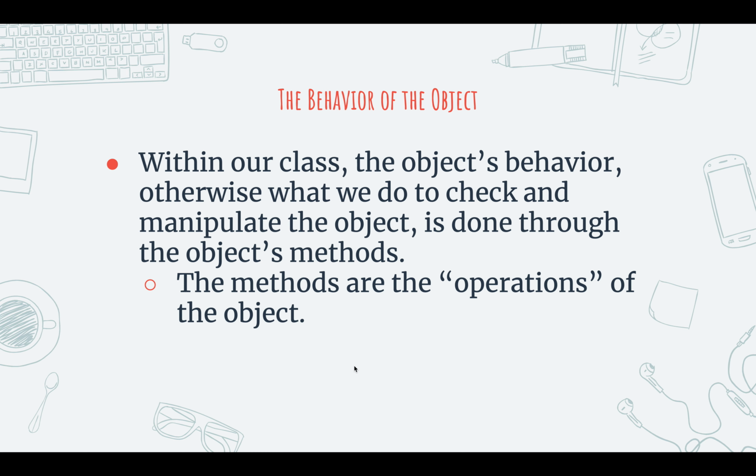Then we need to talk about the behavior of the object. Within our class, the object's behavior, otherwise what we do to check and manipulate the object, is done through the object's methods. So if you remember from our introduction to methods videos, methods have very powerful applications. They allow us to do a continuous operation multiple times just by simply calling it. Well, methods within objects allow us to check the state or check the instance variables of our object, as well as change them so that we can do some operation with them. So methods have very powerful applications within classes, within objects, because we can basically operate on the object and interact with it.